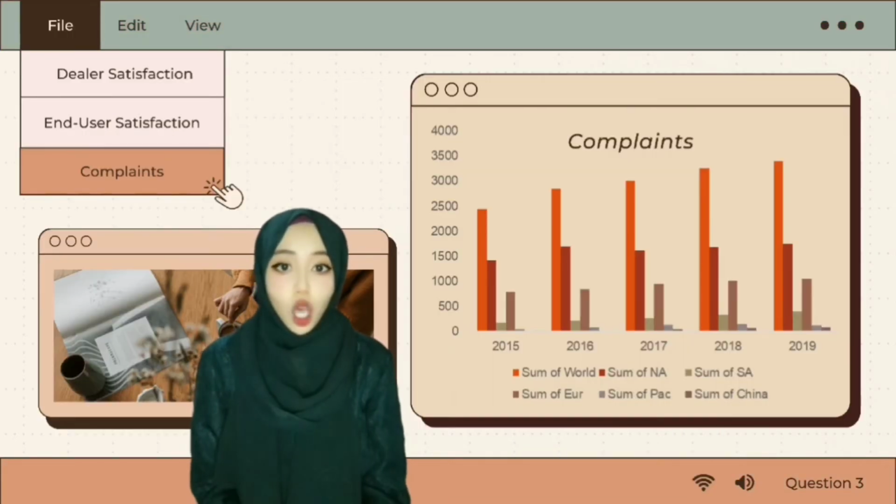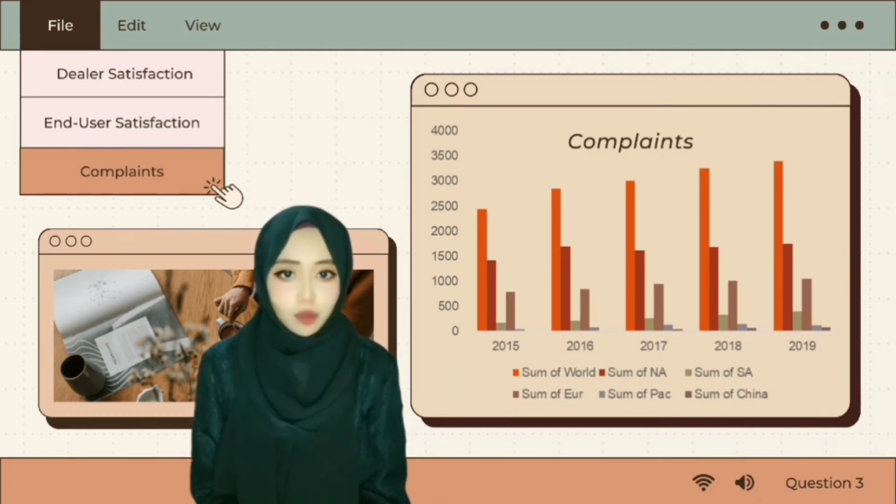Next is the complaint file that were assorted by region from year 2015 to 2019. The column chart shows that there is an increase in complaint from year 2015 to 2019 globally. The North America have the largest number of complaints, which amount 8,160 complaints throughout 2015 to 2019.